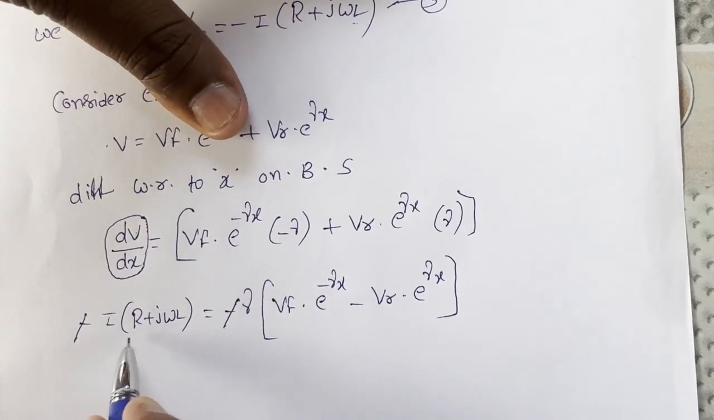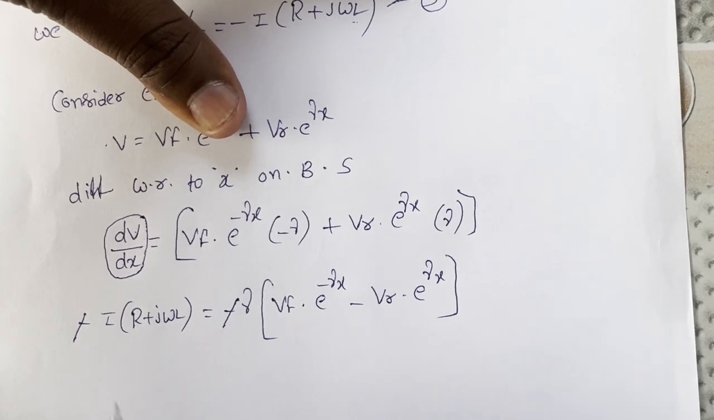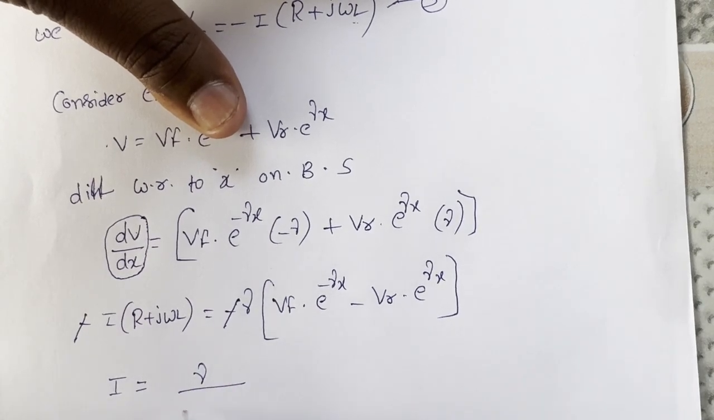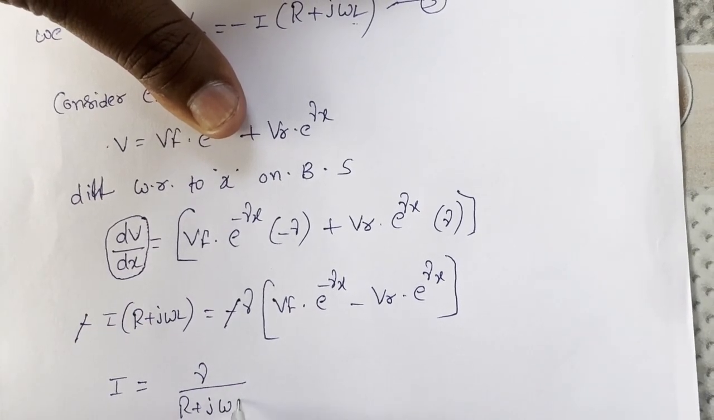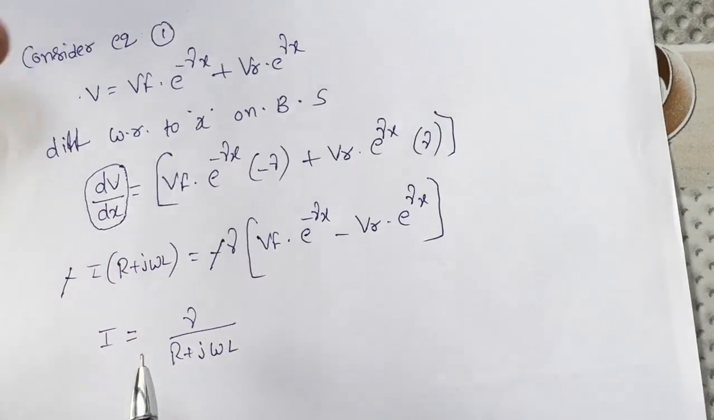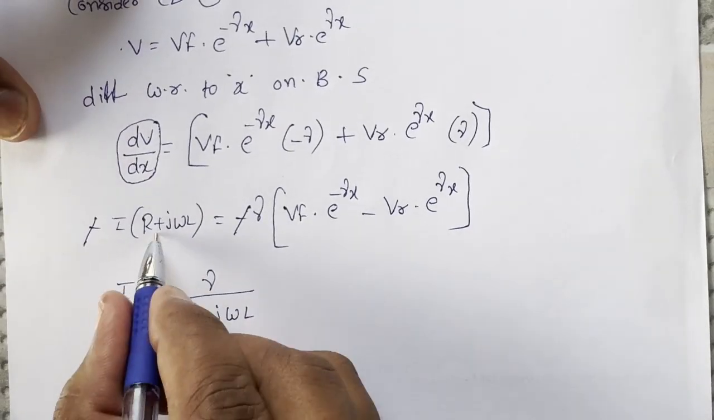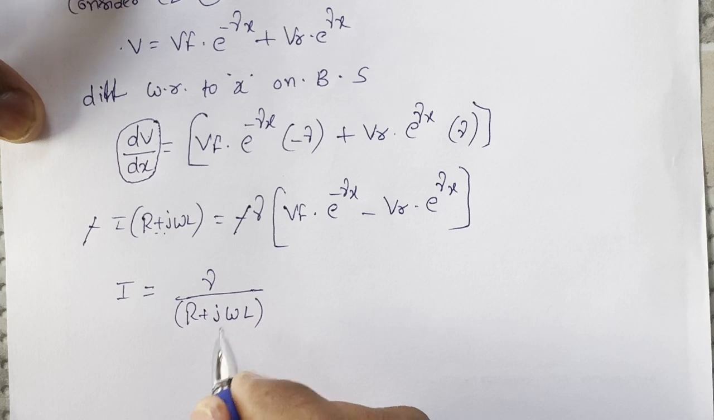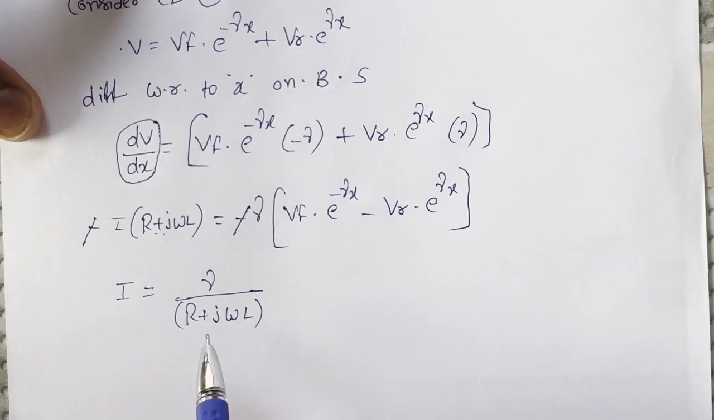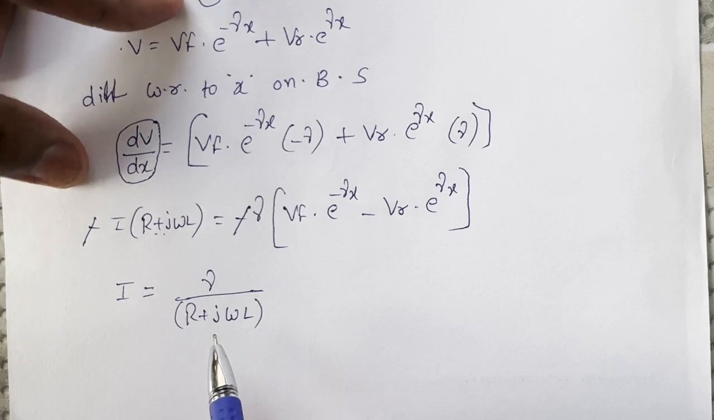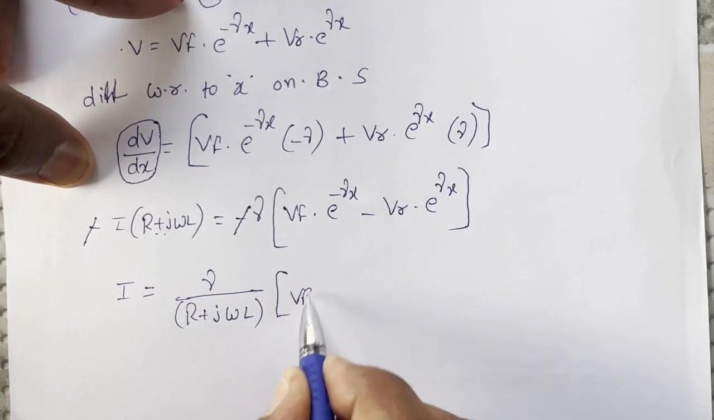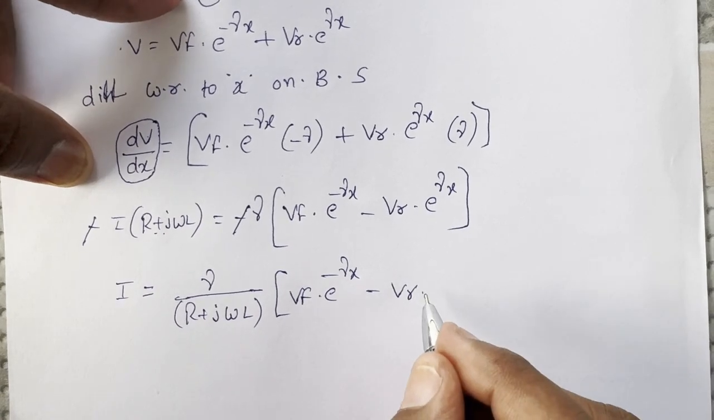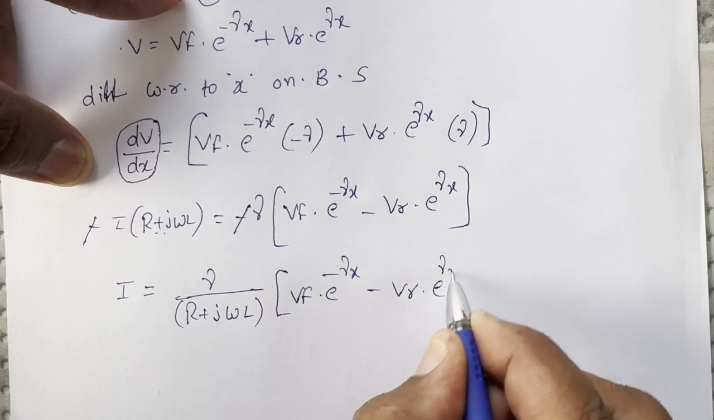From this I am taking R plus j omega L to the other side. I equal to gamma by (R plus j omega L). I am taking this R plus j omega L to this side, so it becomes the denominator. When it crosses the equal sign, the multiplicand becomes the denominator, into Vf into e power minus gamma x minus Vr into e power gamma x.